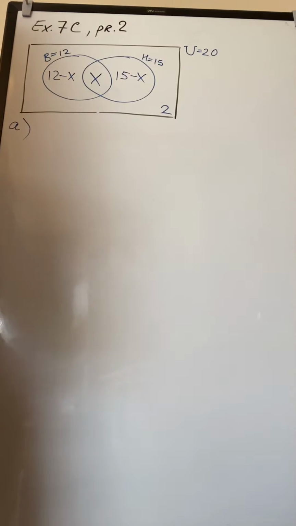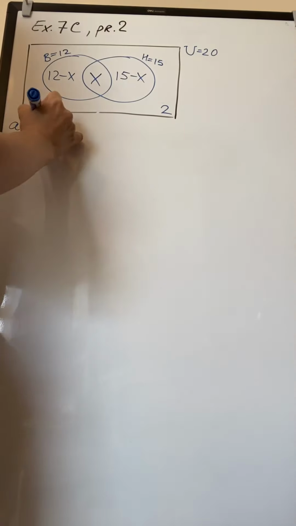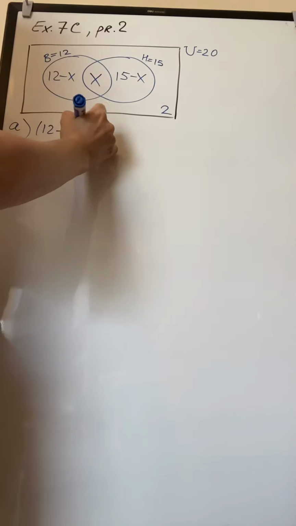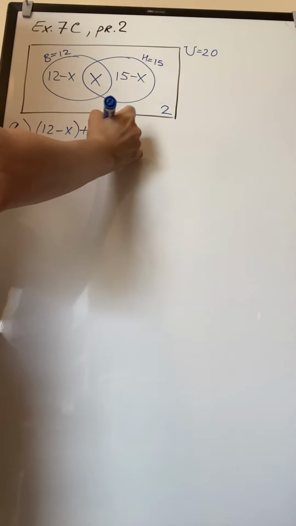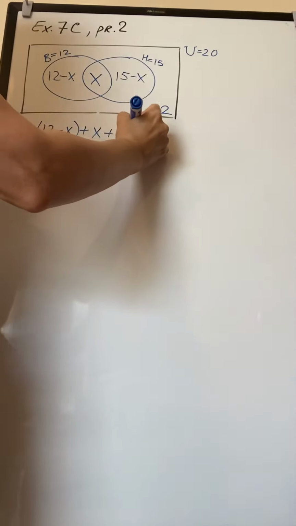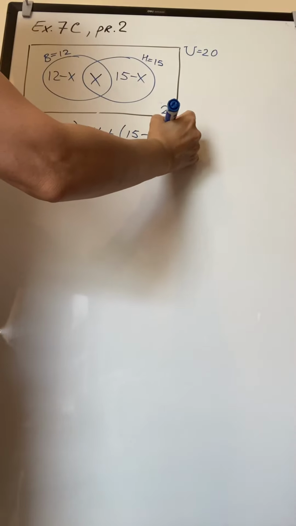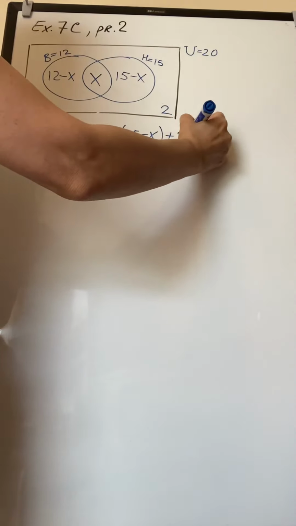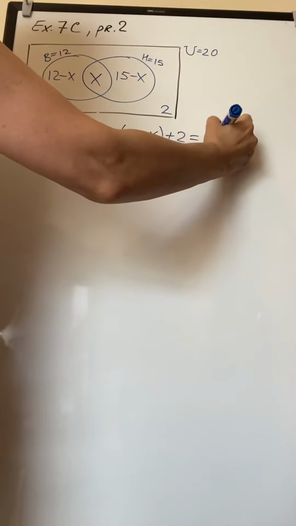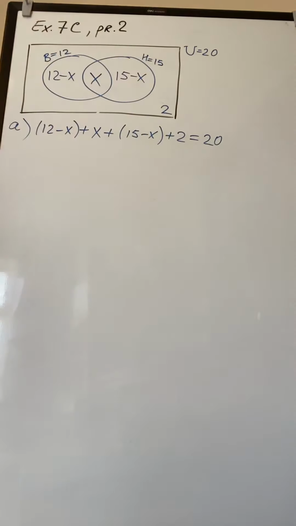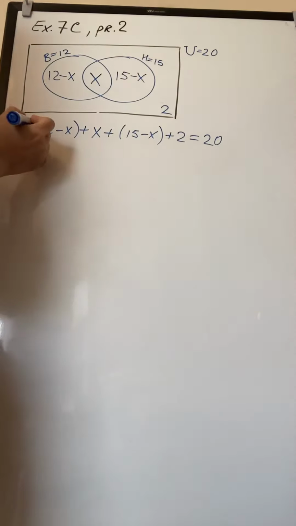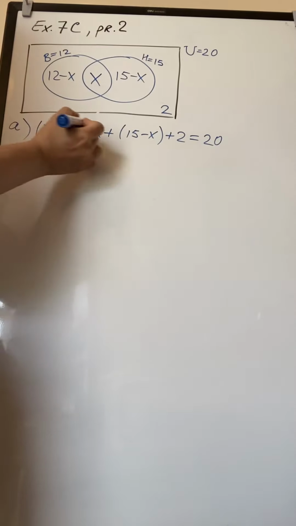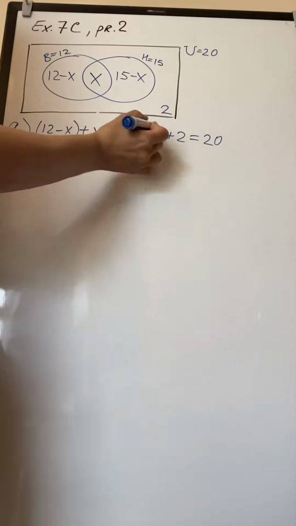So answering sub-question A, 12 minus x plus middle part x plus 15 minus x plus the ones that don't study either of these 2 subjects altogether must be 20. Now we can safely remove the brackets. Why? Because there are no negatives before them, so it's all pluses.